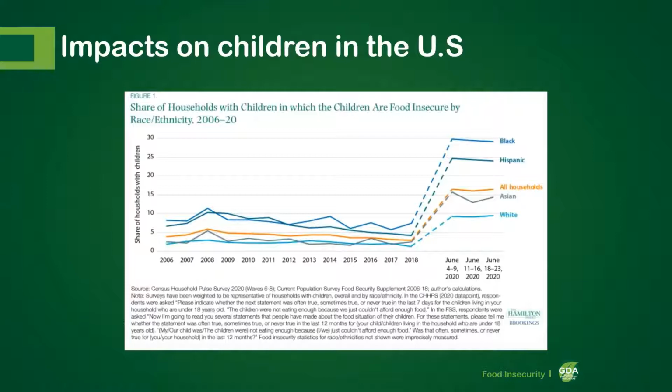But as you can see in this graph, Black and Hispanic children are experiencing food insecurity at even higher rates when compared to all households. Brookings reported that about 3 in 10 Black households with children and 1 in 4 Hispanic households with children did not have sufficient food to eat due to a lack of resources in June 2020 alone. Next slide.